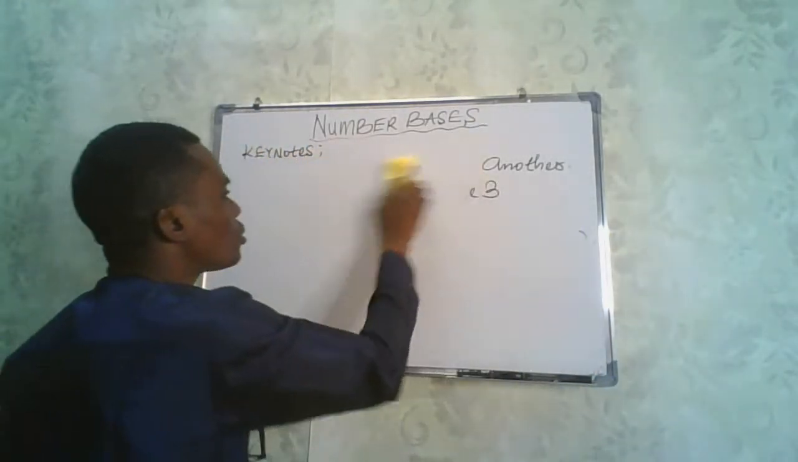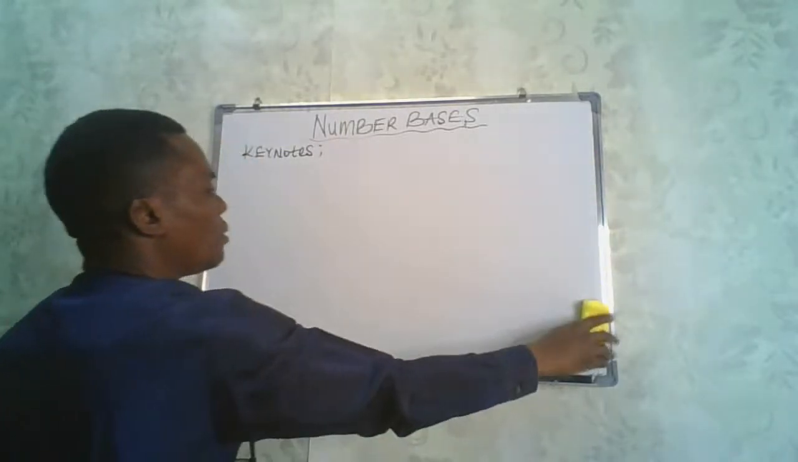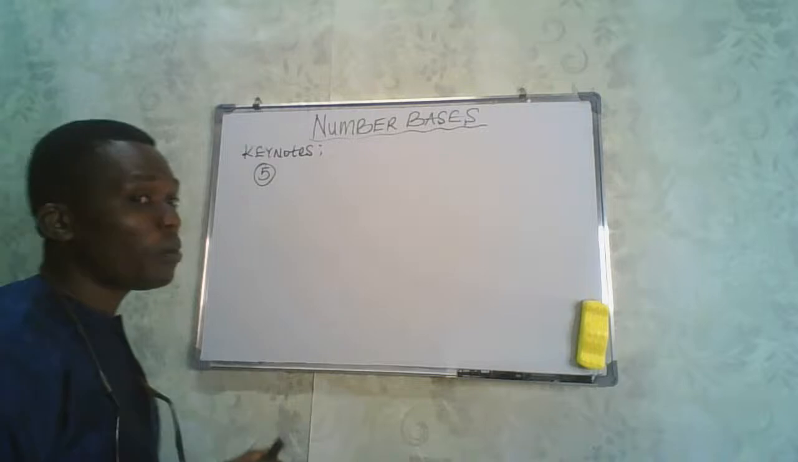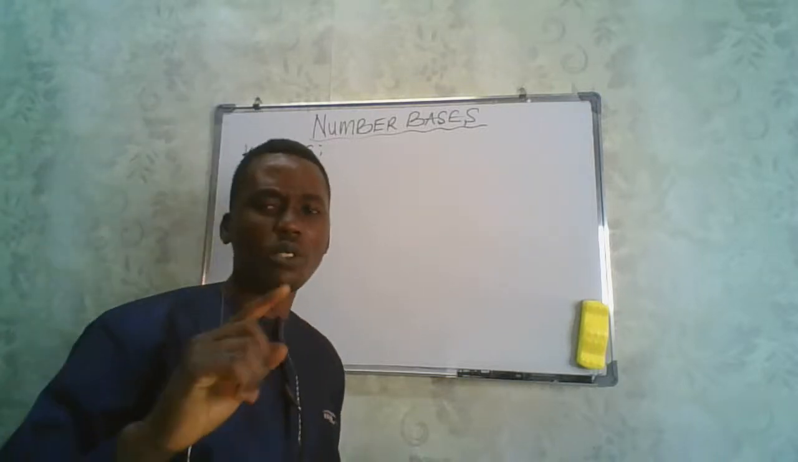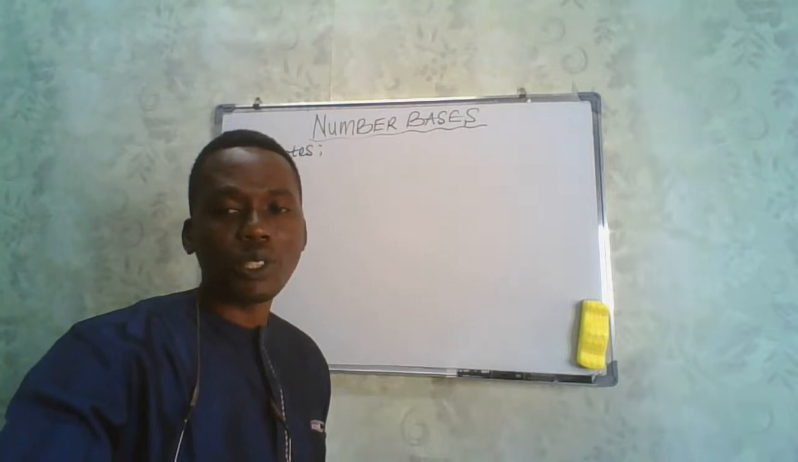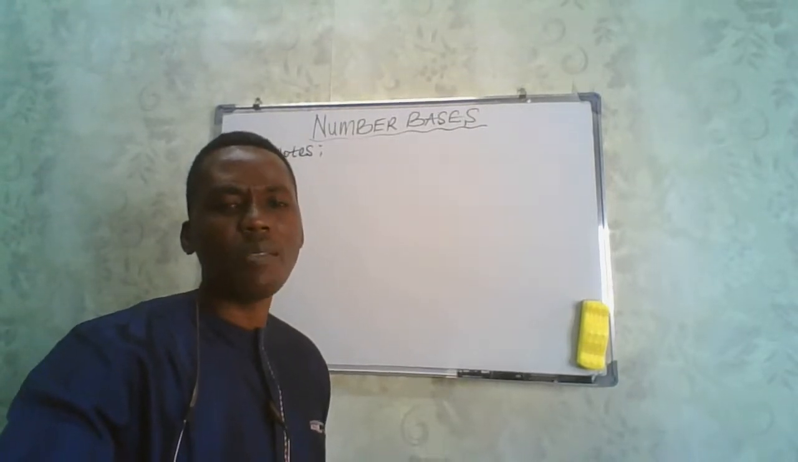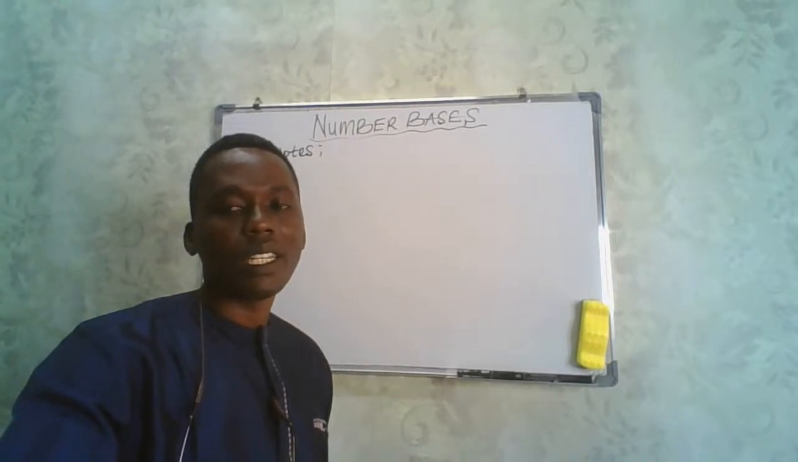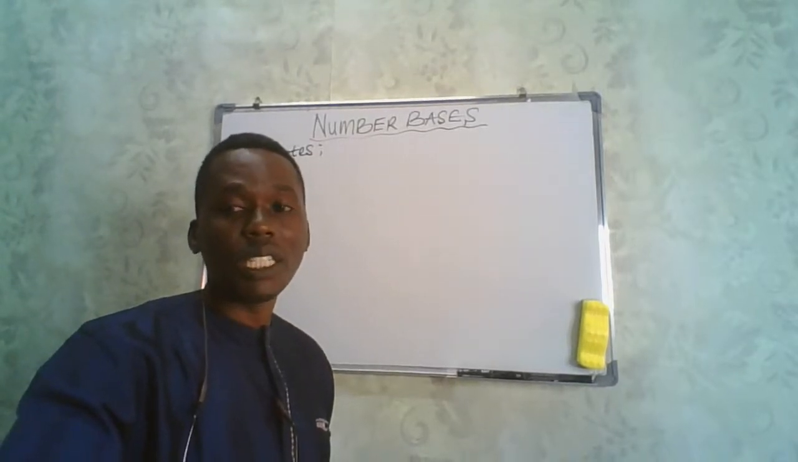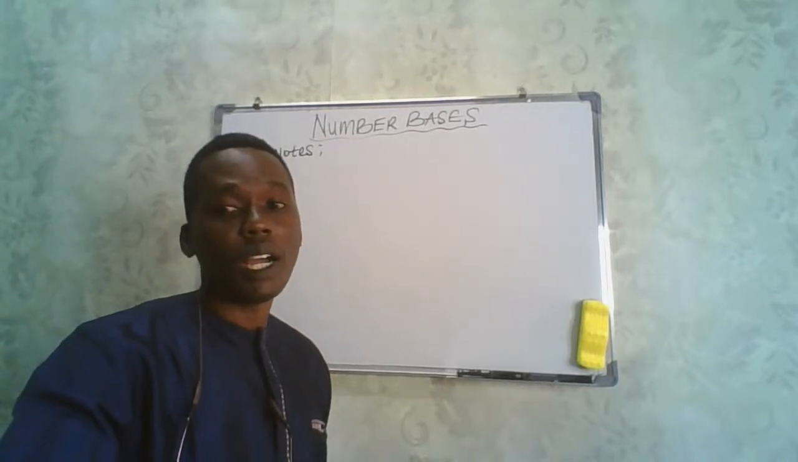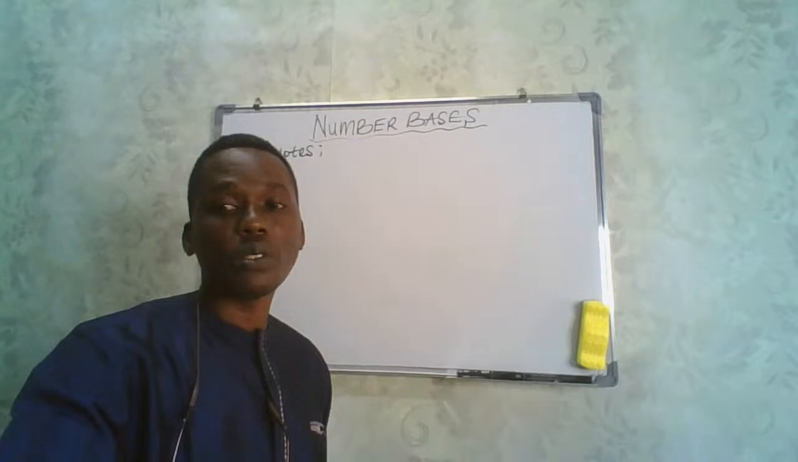Now, the final keynote we want to note today is Keynote 5. And in Keynote 5, which I want you to pay much attention to, there is something you must note. Keynote 5 involves addition and subtraction in any base that is other than base 10. And this is done in the same way as we always do conversion from other bases to base 10.